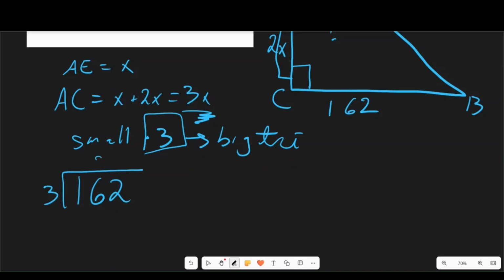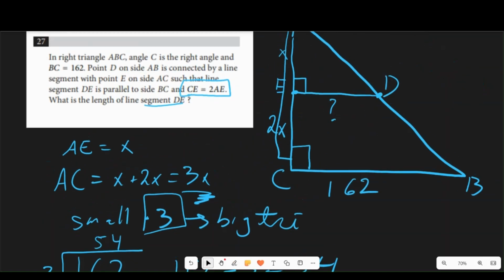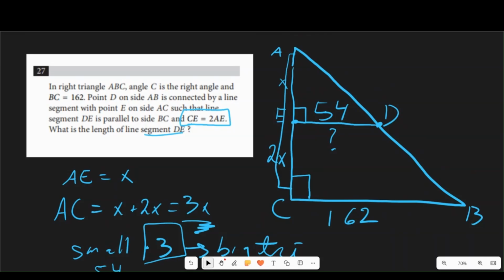So 3 goes into 16 5 times, then we get 1 left over, right? And then we bring down the 2, and then 3 goes into 12 4 times, and that is going to give us a remainder of 0. So we basically solved this. So we know that 162 divided by 3 is going to give us 54. And there you have it. That is going to be the length of ED. It will be 54. So that's all you gotta do for this problem.